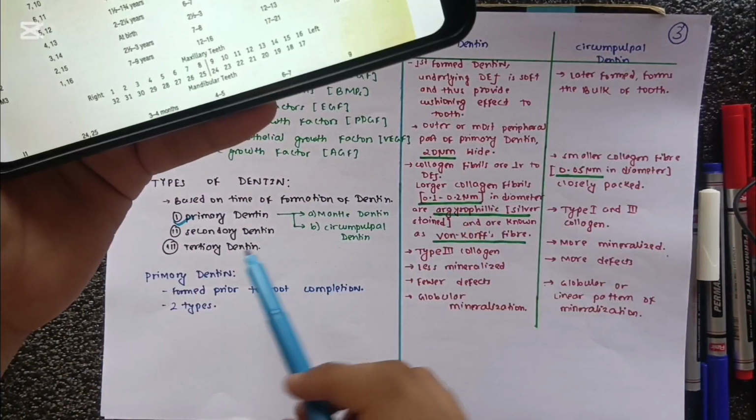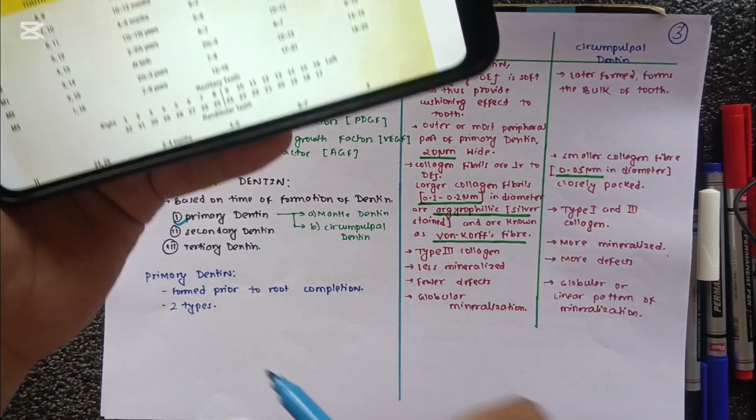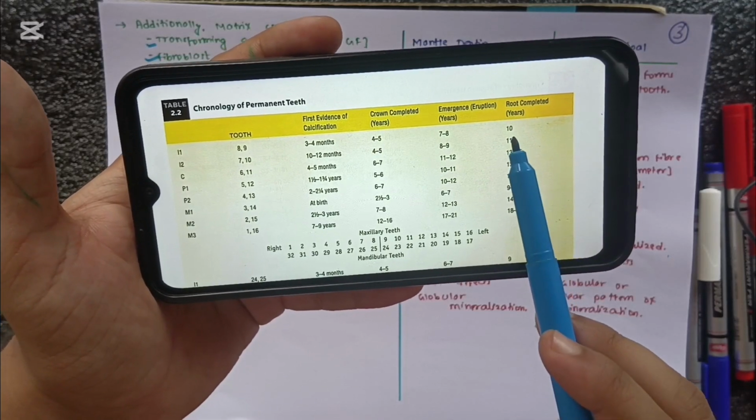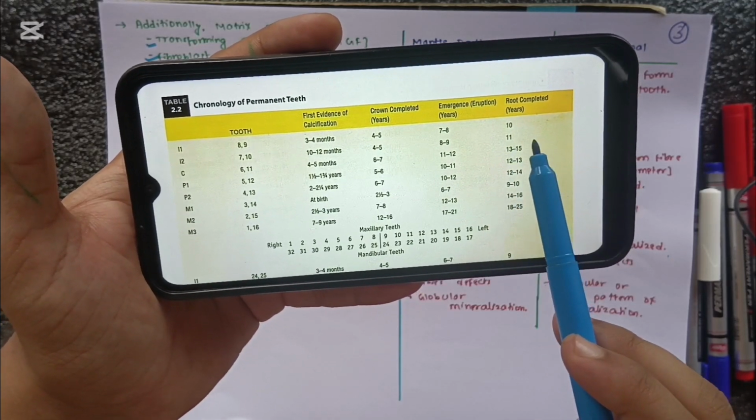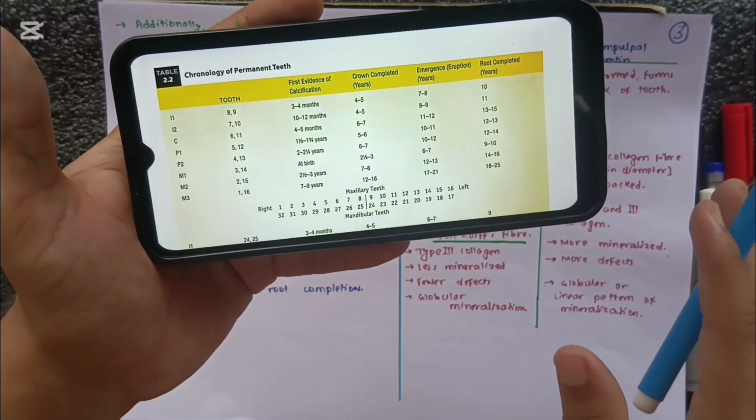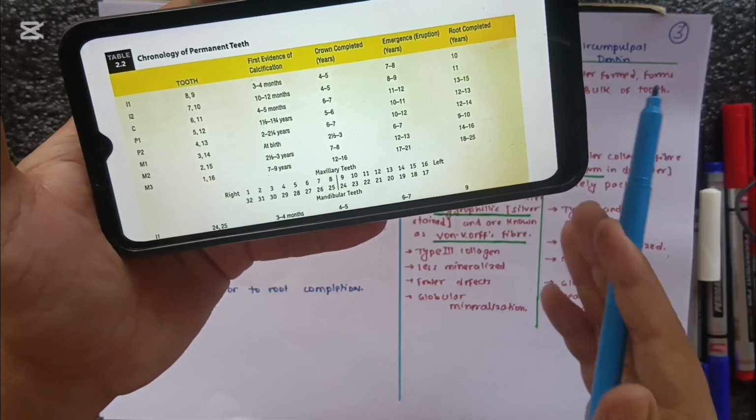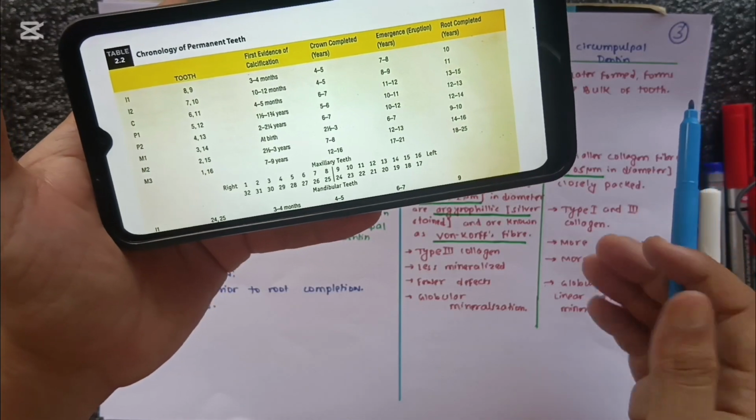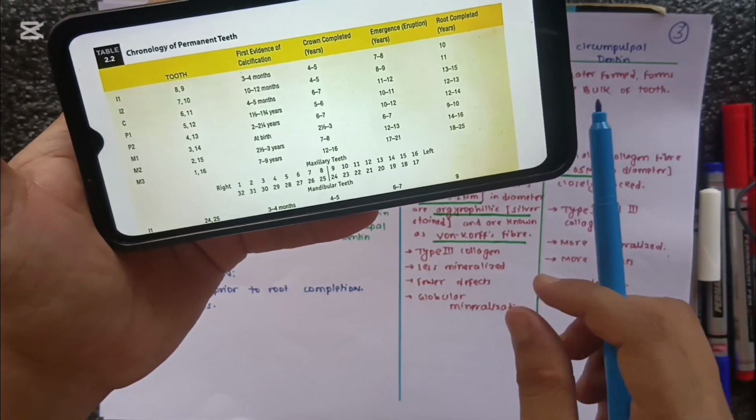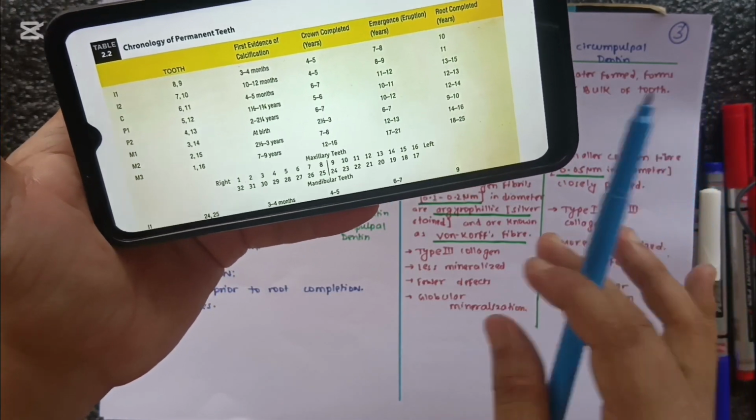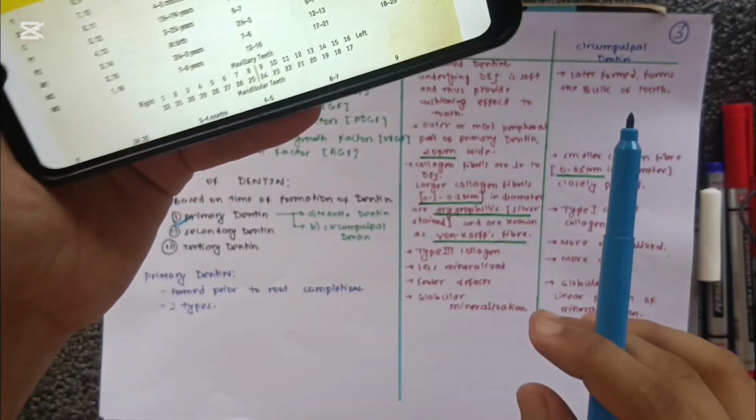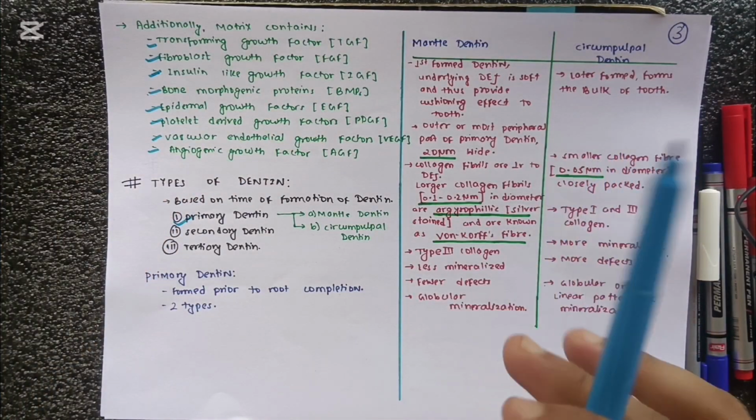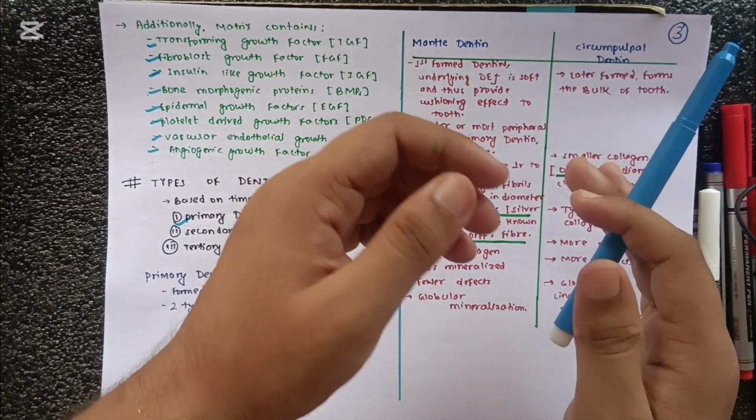Now the secondary dentin. As I have written here, this is the root completion date. So in these 10 or 11 years, there will be proper completion of the root. After the completion of the root formation, till the death of the tooth, I am telling you, throughout the life, the dentin that is formed is the secondary dentin. So just remember what is the primary dentin and what is secondary dentin.